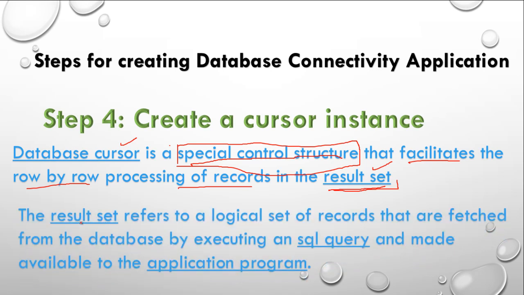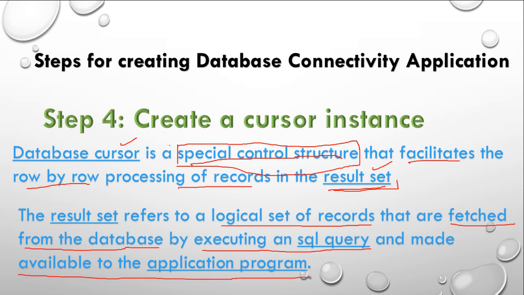So what is a result set? The result set refers to the logical set of records that are fetched from the database. As I told you, MySQL is a database. So whenever you issue a command, the records which satisfy that command are fetched from the database and stored in the result set. The result set refers to a logical set of records that are fetched from the database by executing an SQL query and made available to the application program.